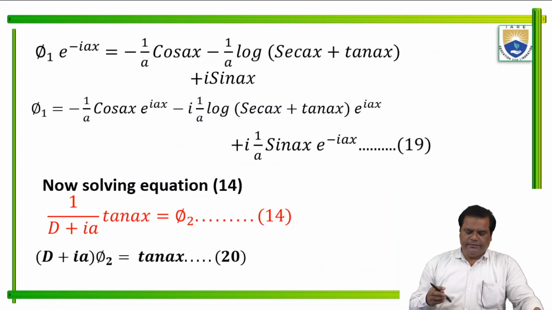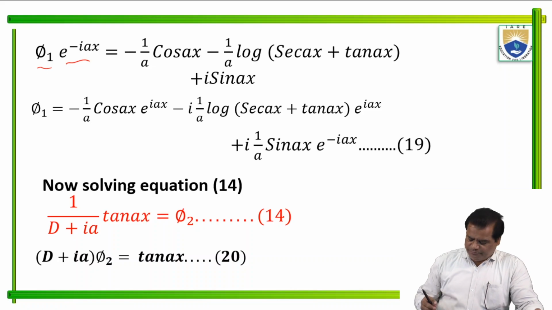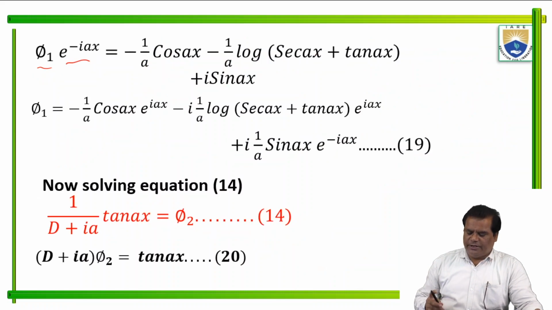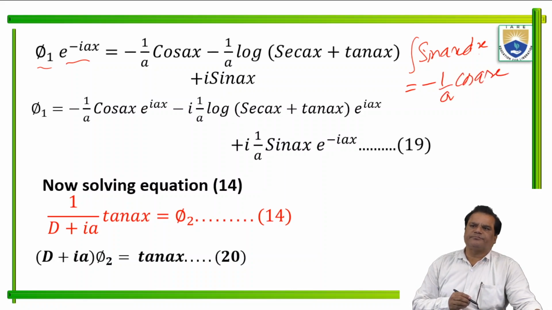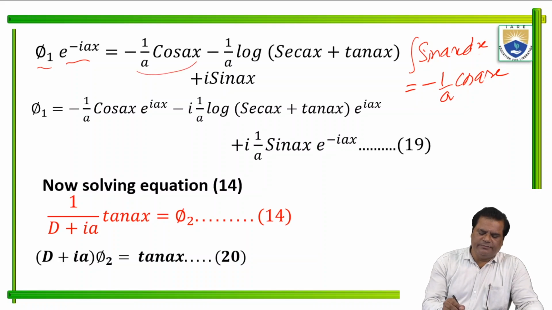So now next phi1 e to the power minus ix equal to minus 1 upon a. Why do we get minus here? Integration of sin ax is minus cos ax upon a. So integration of sin ax dx equals minus 1 upon a cos ax. This is the formula. Sin ax dx equal to minus 1 upon a cos ax. So I am writing this answer here.